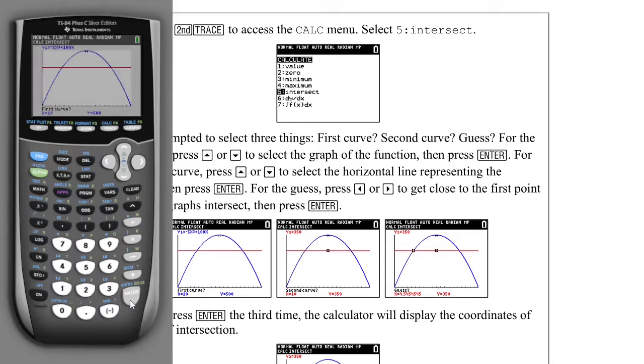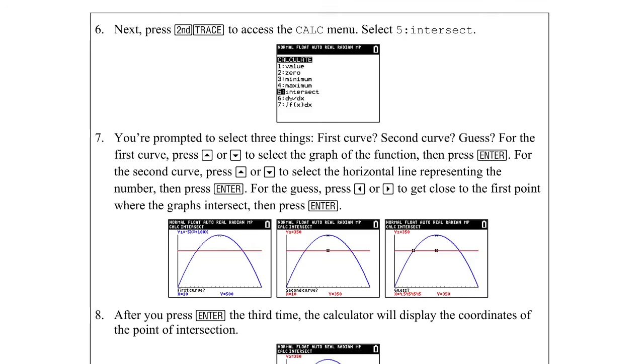Okay, and now I'm going to pay attention to the prompts on my screen. There are a couple of notes I want to make on these screenshots. First, if you have the fancy calculator, notice at the top of the screen it tells you that you're running Calc Intersect. If your calculator is not telling you that you're running Calc Intersect, you're not doing the right thing.